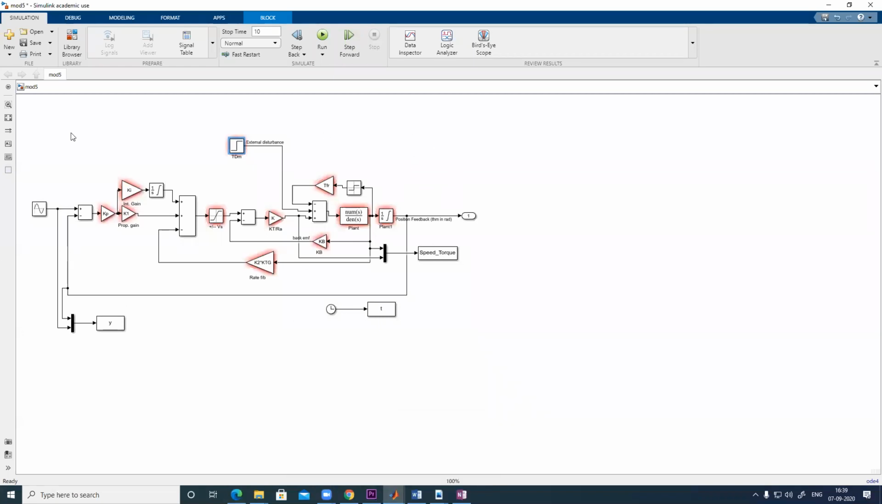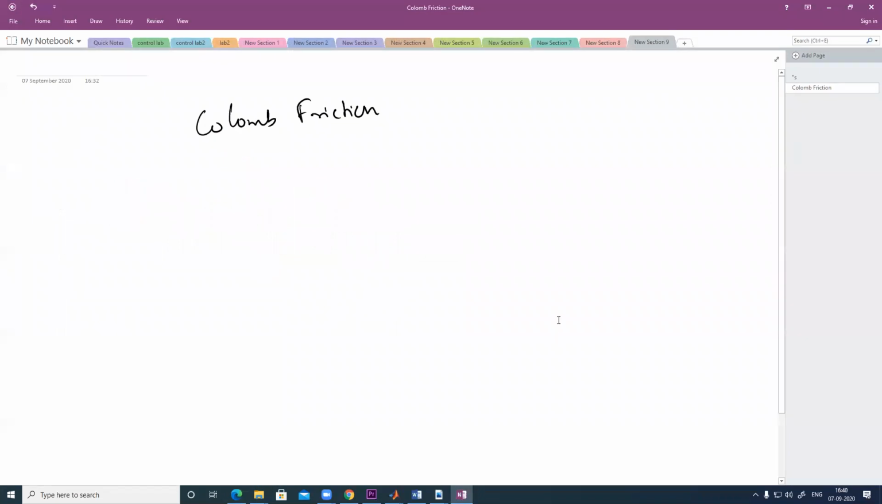So this is for the step response part for the nonlinear system. Nonlinear step response.